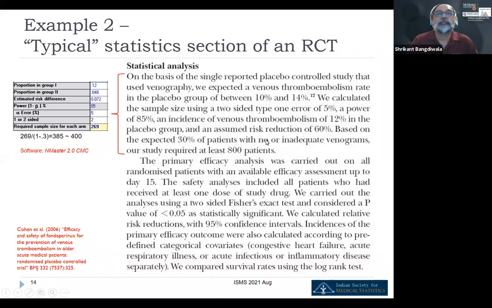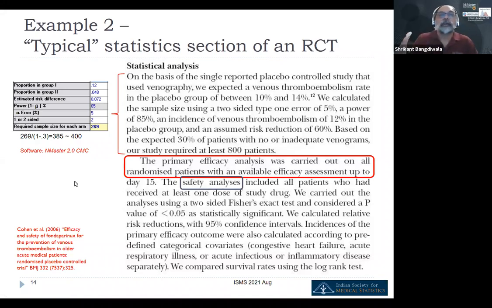I verified it did work, that they had 400 patients per arm, but the primary efficacy analysis was carried out on all randomized patients with an available efficacy assessment. And they also mentioned how they did the safety analysis. So again, the details of the safety analysis and the details of the primary efficacy analysis. In this case, they only did the primary, they had no secondaries. But if you have secondaries, you mention secondaries.